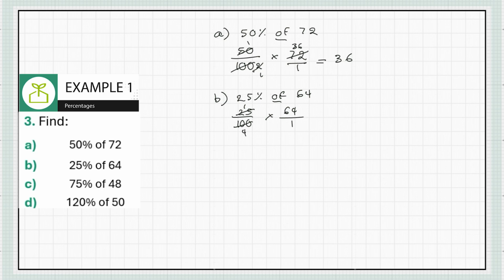So now we can see if there's any further cancelling we can do diagonally, and we can divide the 4 by 4 and get 1, and 64 by 4 and get 16. So the result will be 1 over 1 multiplied by 16 over 1, which is the same as 1 times 16, or 16.